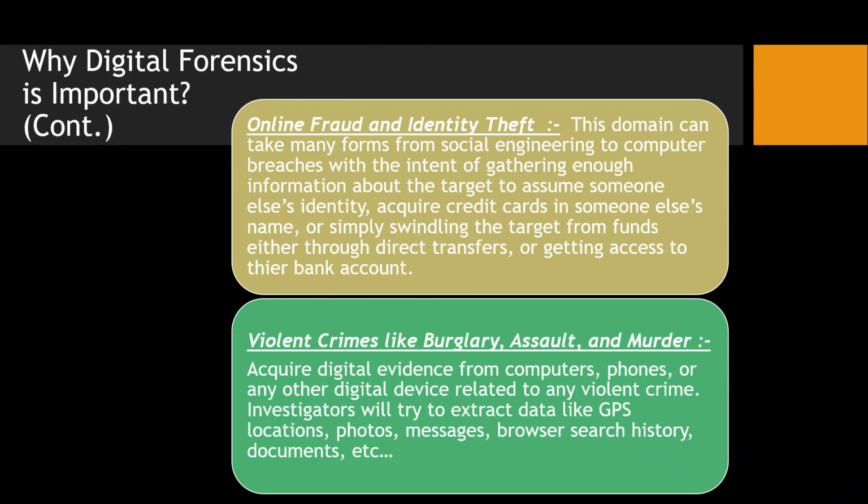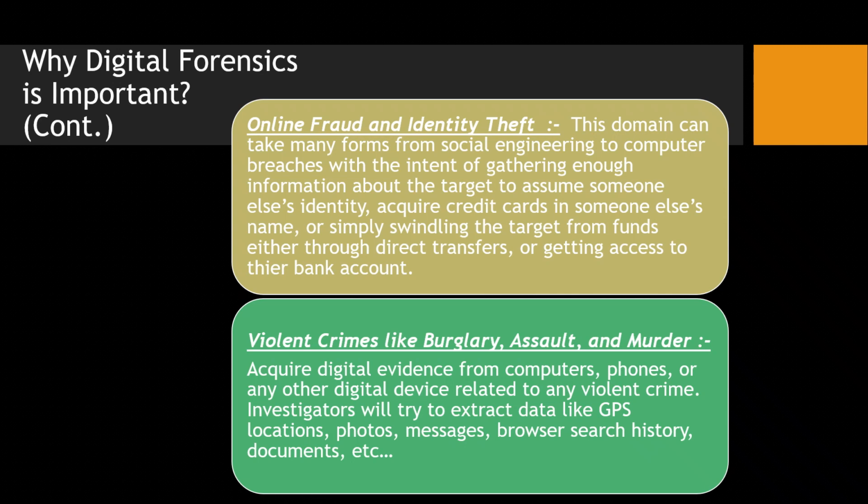Another form of crime is online fraud and identity theft. Those types of crime can take many forms, from social engineering to unauthorized computer access or computer breaches, with the intent of gathering enough information about the target to assume their identity or acquire credit cards under their assumed names. Alternatively, criminals can reach out to the target victims via email or phone and try to swindle them into sending funds back to the culprits through bank wires, money transfers, or any other means like gift cards or prepaid credit cards.